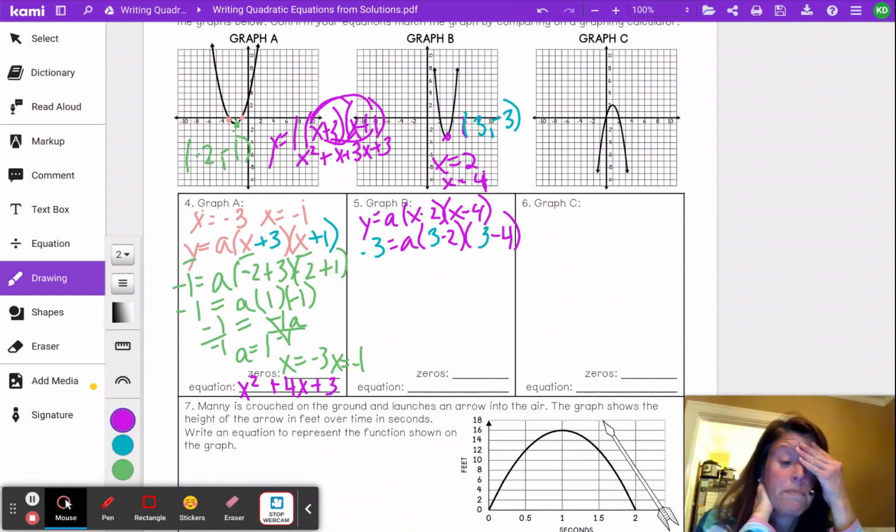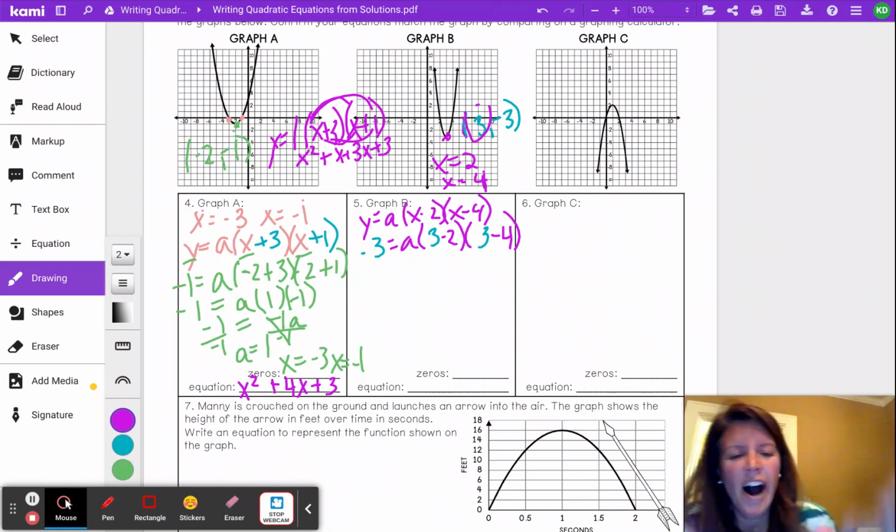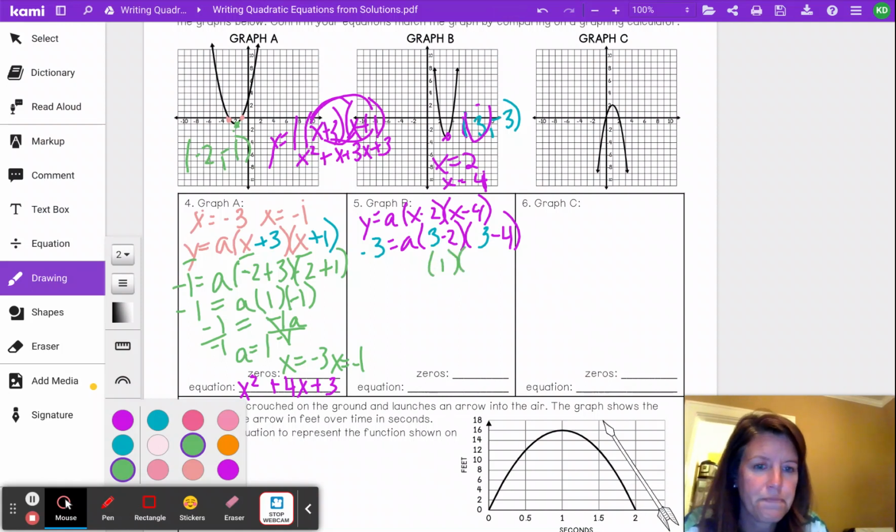Okay, you see what I did? I just plugged in. Whenever there was an x, I took out that x and I plugged in this 3. And wherever there was a y, I put in negative 3, which is just the very beginning of the equation. So now I'm just going to simplify it out. So 3 minus 2, let's use green. 3 minus 2 is 1. 3 minus 4, that is negative 1.